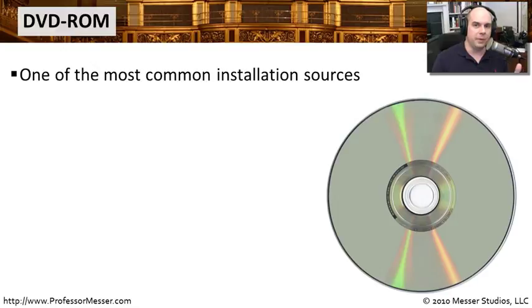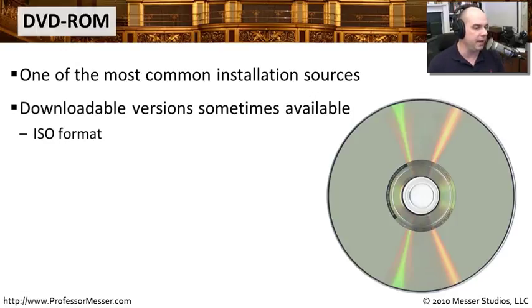Let's start with one of the most common installation sources that you'll find for installing Windows 7. This is the version that you'll have available if you were to buy Windows 7 right off the shelf, and that's a DVD-ROM, the read-only memory in DVD format. You can also at times download versions of Windows 7. This is the way that I got Windows 7 on my machine.